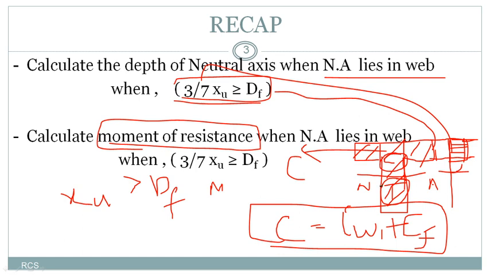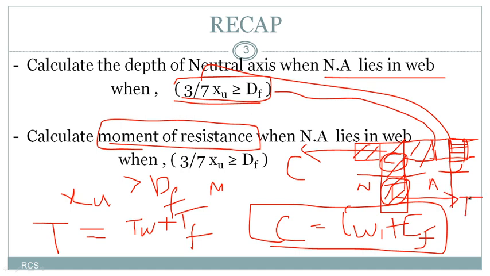Similarly, I can calculate the total tensile force in the tension zone in the web region and the total tensile force in the flange region. Then the total tensile force acting in the T-beam is TW plus TF. Once you know the total tensile force, you can calculate the moment of resistance, right?